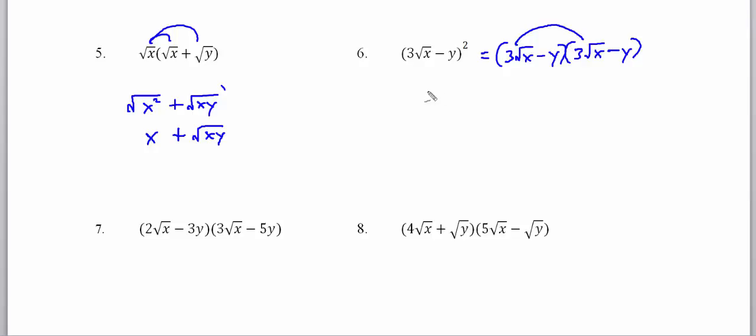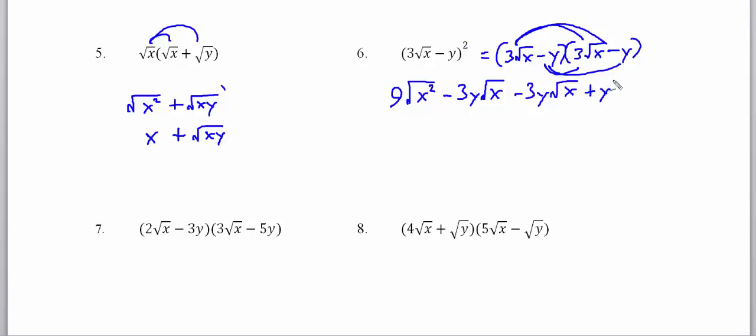So the first step here is to go 3 times 3, which is 9, and the square root of x and square root of x is the square root of x squared. So that's the F step. Then we're going to do the O step, which is going to be 3 square root of x times negative y, or negative 3y square root of x. And I like putting my rationals before my irrationals when I do the problem. Then the I step, I get negative 3y square root of x. And then finally, we're going to have plus y squared, because negative y and negative y make a positive y squared.